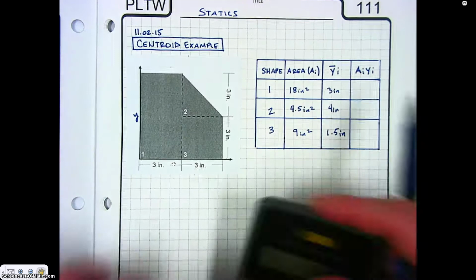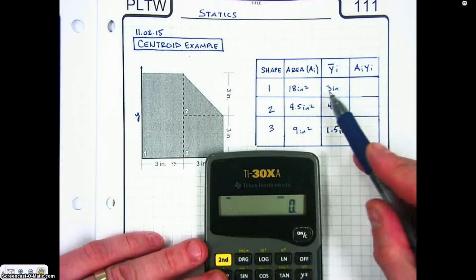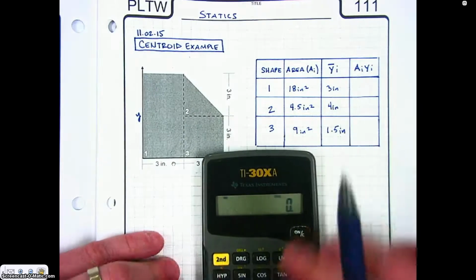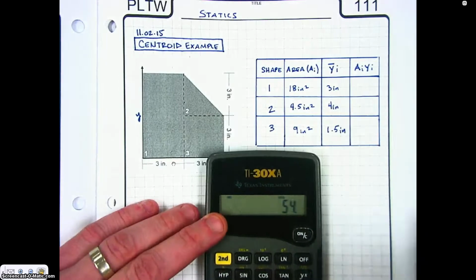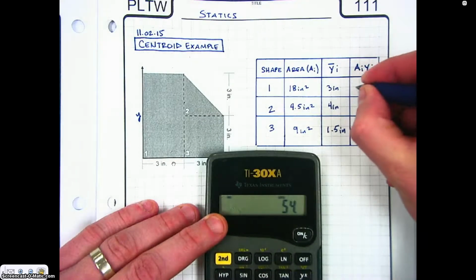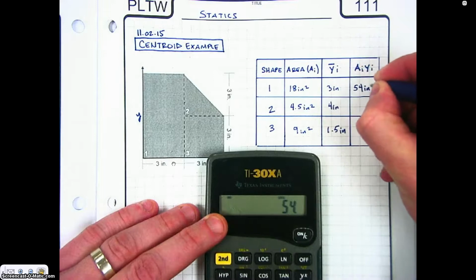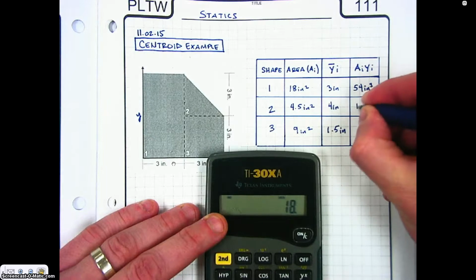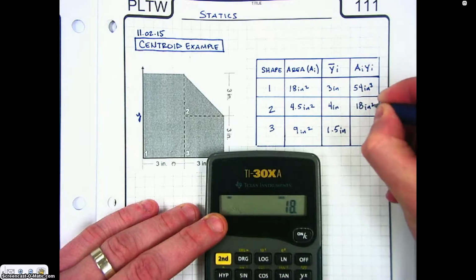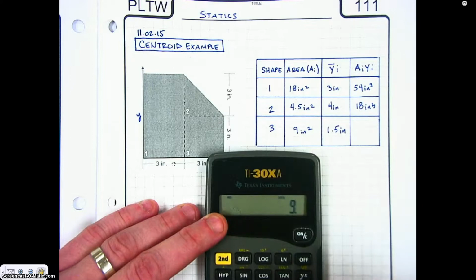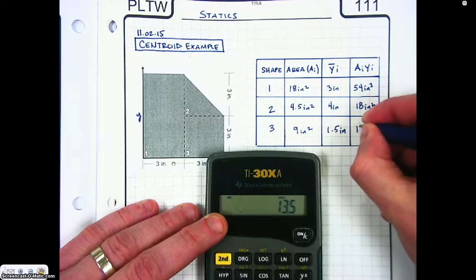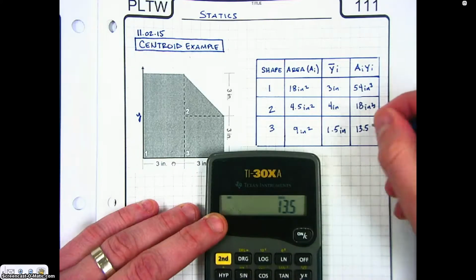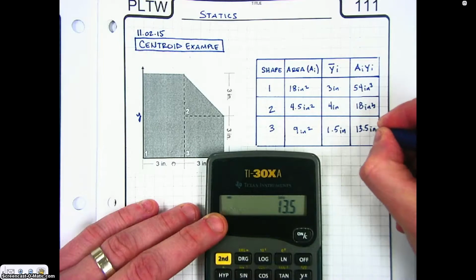All right, now what we do is we multiply the area times the location. And so in this case, 18 times 3 gives me 54 inches cubed. 4.5 times 4 gives me 18 inches cubed. And 9 times 1.5 gives me 13.5 inches cubed.